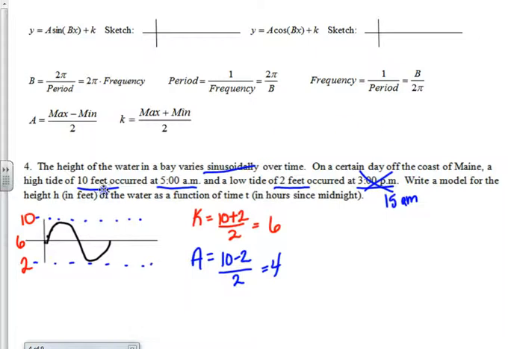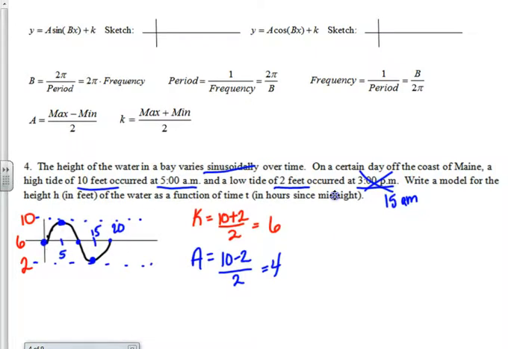And they said the high tide of 10 feet occurs at 5 a.m. Now, remember, for a sine graph, the starting point is here. So this right here represents 5 a.m., which means if this is 5 a.m., this must be 10 a.m., and this must be 15 a.m., which makes me very happy because that was supposed to be the low tide, which means this guy is, let's call it 20 a.m., which we know is not 20 a.m., but it's 100 hours.